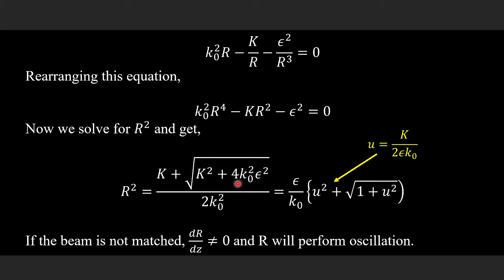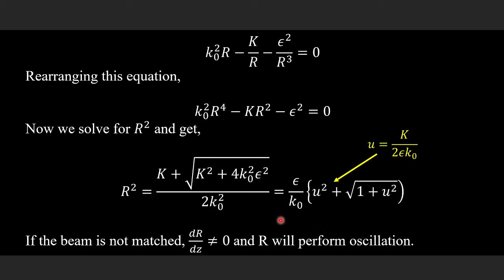Now we can simplify it further with the notation u, that is defined as capital K over 2 epsilon k naught, and we can write this as epsilon over k naught times u square plus 1 plus u square, and this you can verify. It's pretty easy to verify. We just take k outside and epsilon over k naught. So basically k is there, k naught is here. You take epsilon outside, 1 over epsilon.